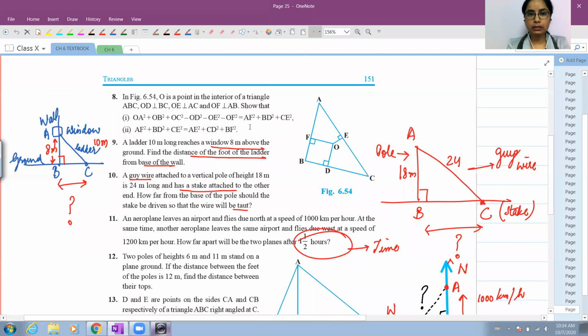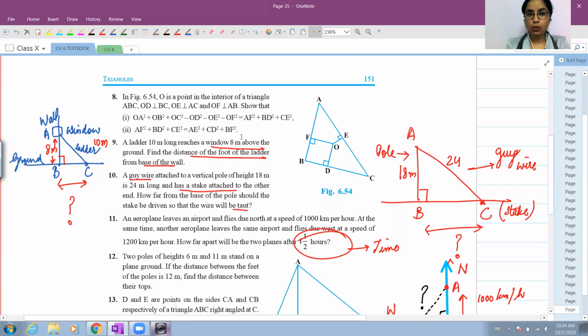Question number 8 here is about a right triangle. O is a point in the interior. Sorry, it's not a right triangle, it's just a triangle. So we have triangle ABC here, and O is any point in the interior. From this point, perpendiculars have been drawn on the three sides. So OD is perpendicular to BC, OE is perpendicular to AC, OF is perpendicular to AB. And you need to prove these results.